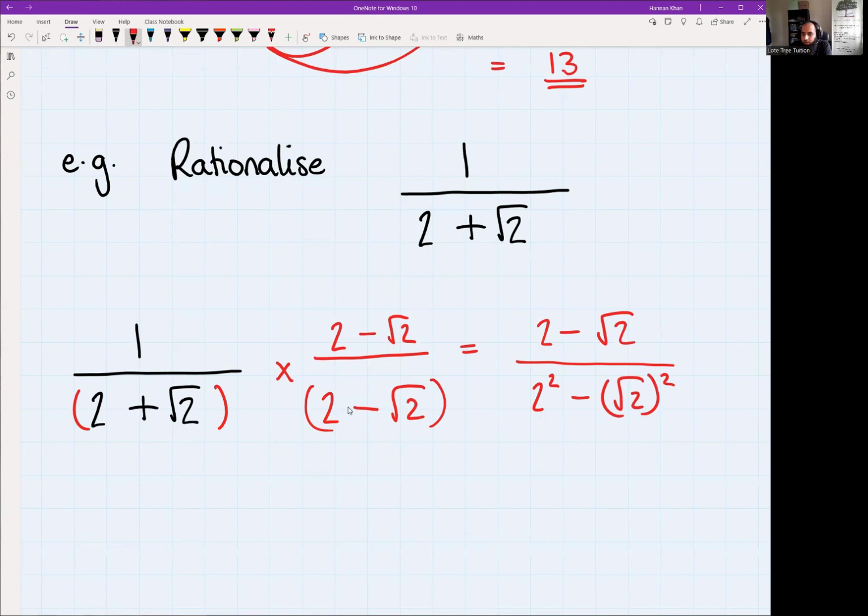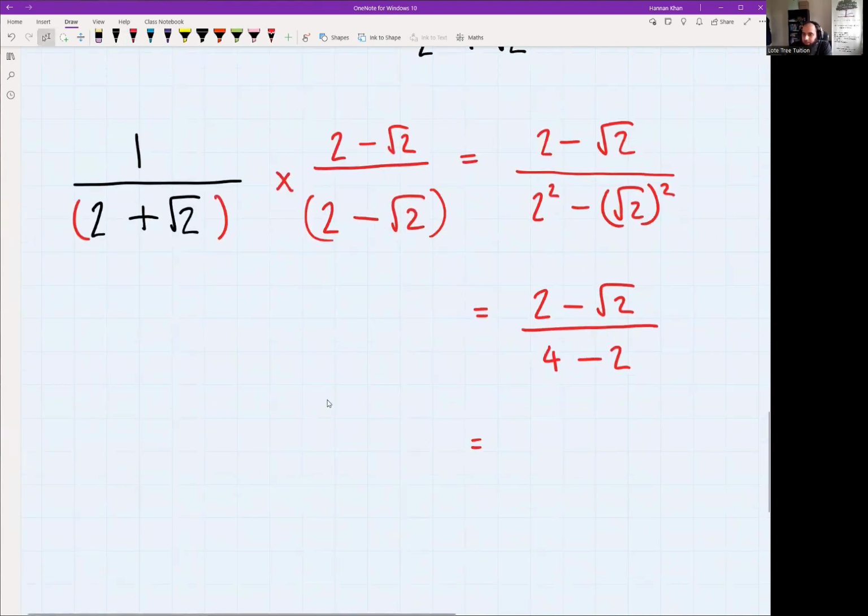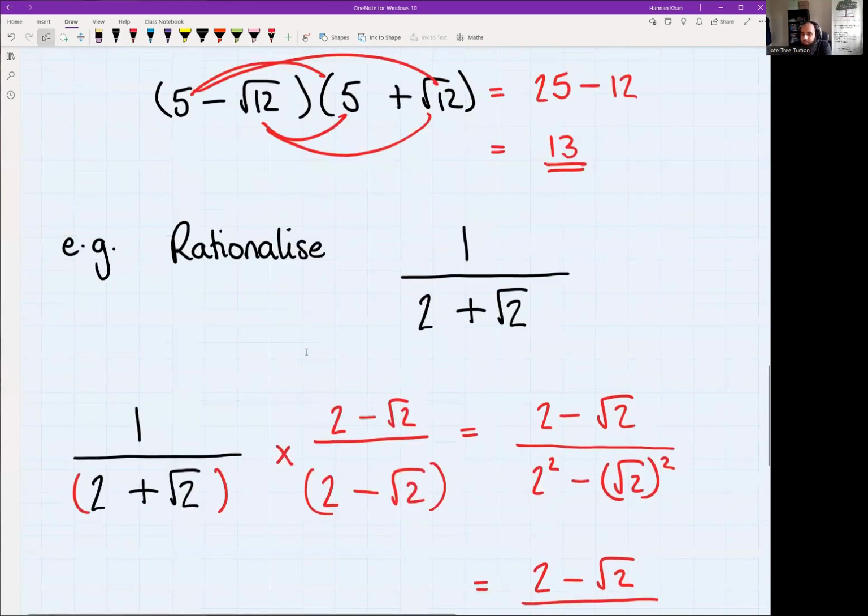So root 2 squared, what is that? Well, 2 squared minus root 2 squared is going to be 4 minus 2, which is just going to be 2. We'll put the top in. You can't simplify this without putting a half in front of it, and we don't want to do that. We'll just leave it like that. It's quite nice. You'll see examples like that.